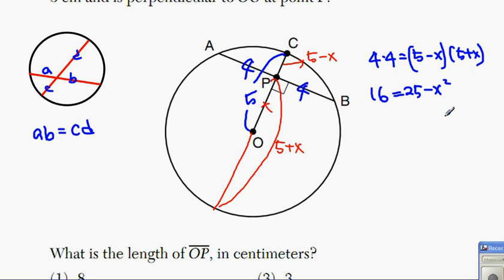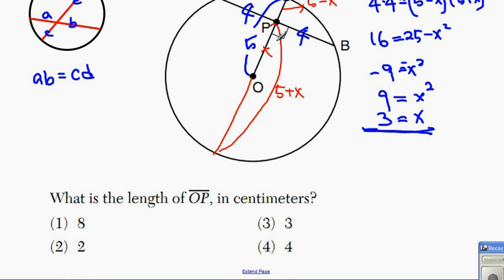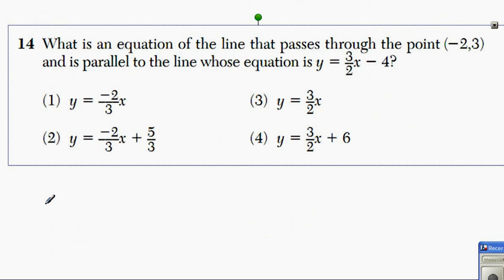Now, let us subtract 25 from each side, then we get negative 9 is equal to negative X squared, where X squared becomes 9. And X then will be equal to 3. That's how we can solve this question. So OP will be equal to 3. Alright, let us move on.